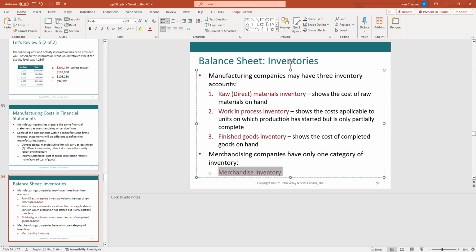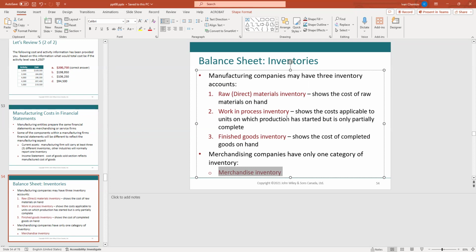Speaking of which, let's go back a little bit. In Canada, in North America, and pretty much everywhere in the world, there are three types of common businesses. One deals only with service. Another deals only with merchandising. And the last will be the manufacturing company.